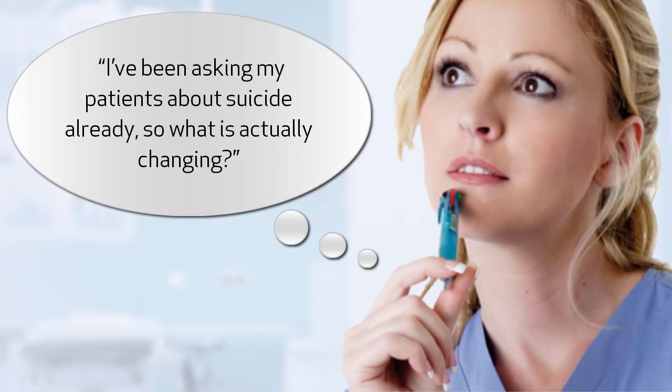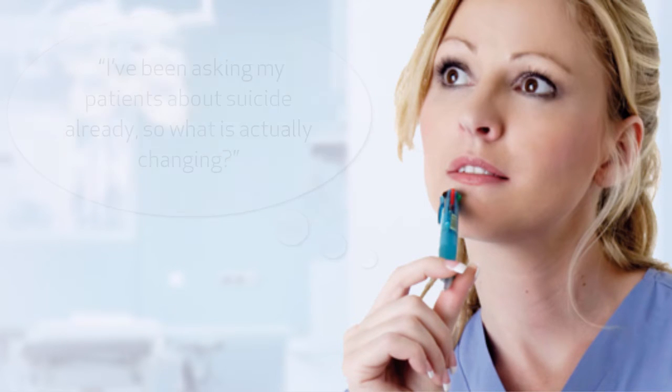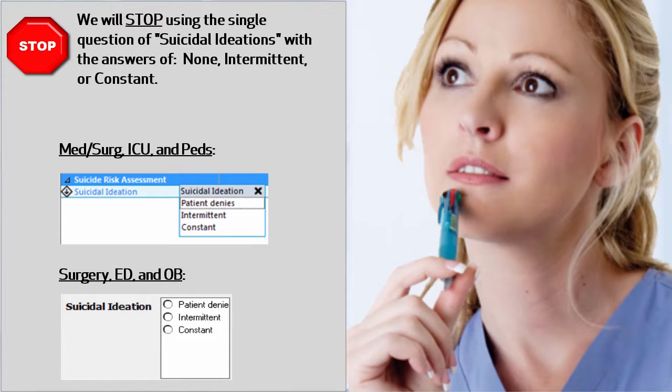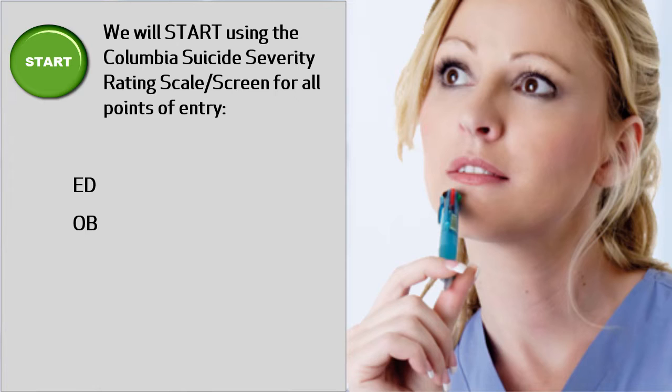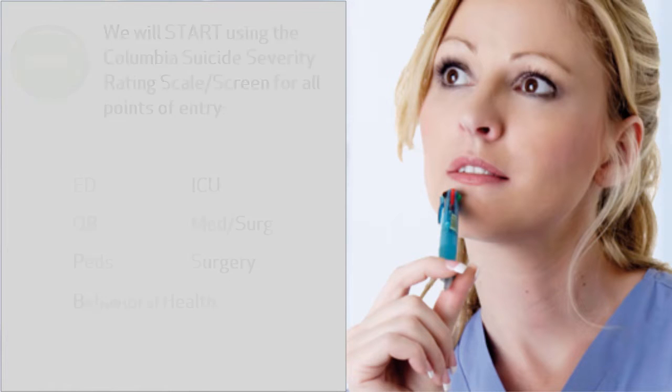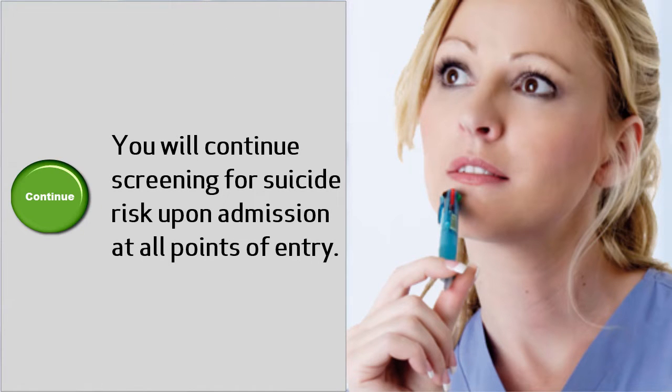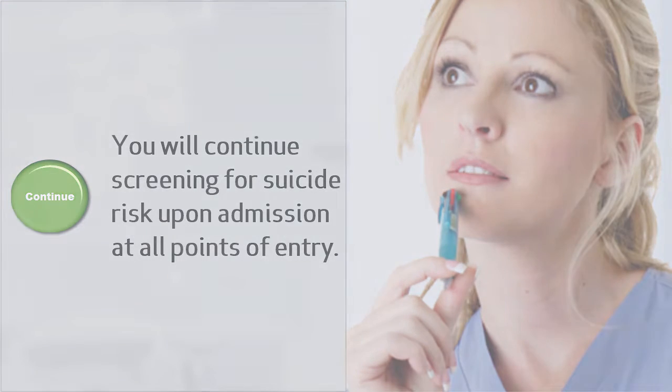You may be thinking, I've been asking my patients about suicide already, so what is actually changing? We will stop using the single question of suicidal ideations with the answers of none, intermittent, or constant. We will start using the Columbia Suicide Severity Rating Scale or Screener for all points of entry, which include the ED, OB, PEDS, ICU, Med-Surg, surgery, and behavioral health. You will continue screening for suicide risk upon admission at all points of entry.